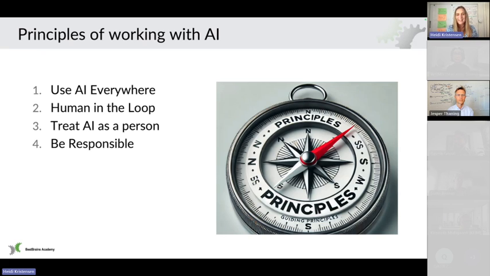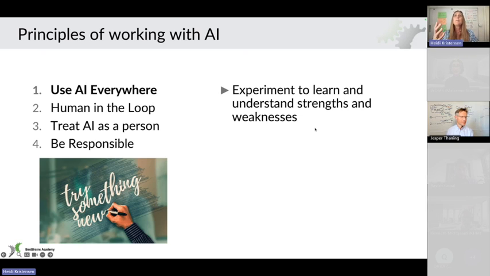And the first one is around use AI everywhere. Experiment to learn and understand. So we're really trying to pick this up, reminding ourselves almost whatever we do, could we use AI just to get some insight? Sometimes it works, other times it doesn't, but that's one way to keep learning and also figuring out where the strengths and weaknesses are.